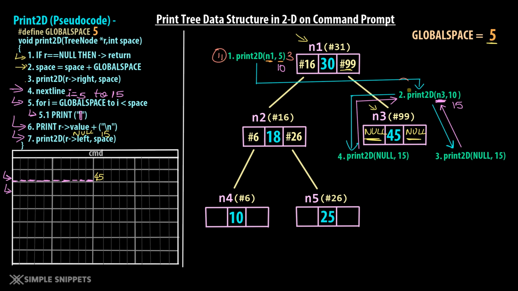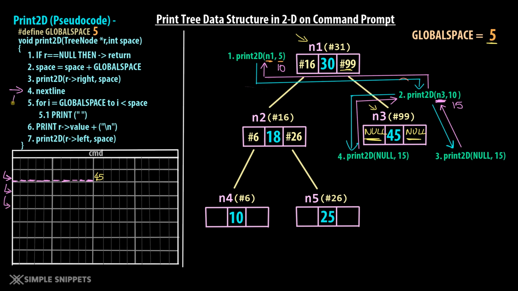So now we can go back to the calling function, which is nothing but the first print2d. So here we go, we come back to the first print2d, and when the second print2d comes back to the first print2d, you can see our first print2d function was paused at step 3. So now it will resume its operation from step 4. At step 4 itself, we are saying next line. So on the command prompt, we will move to the next line.